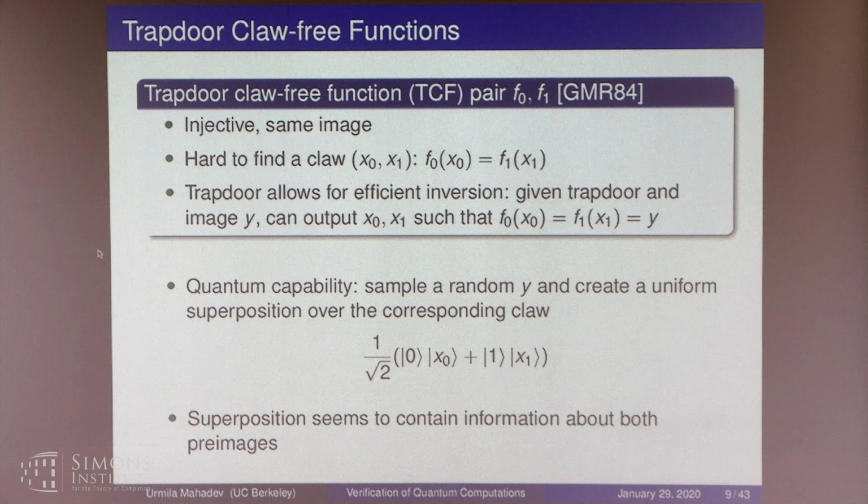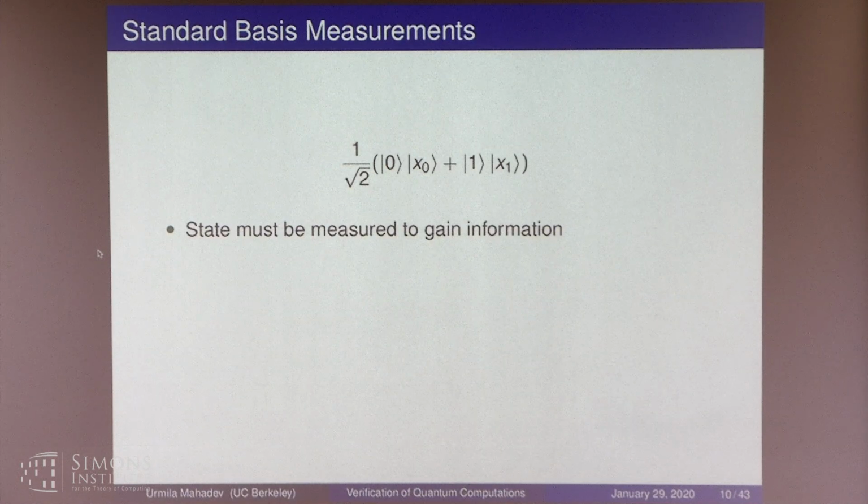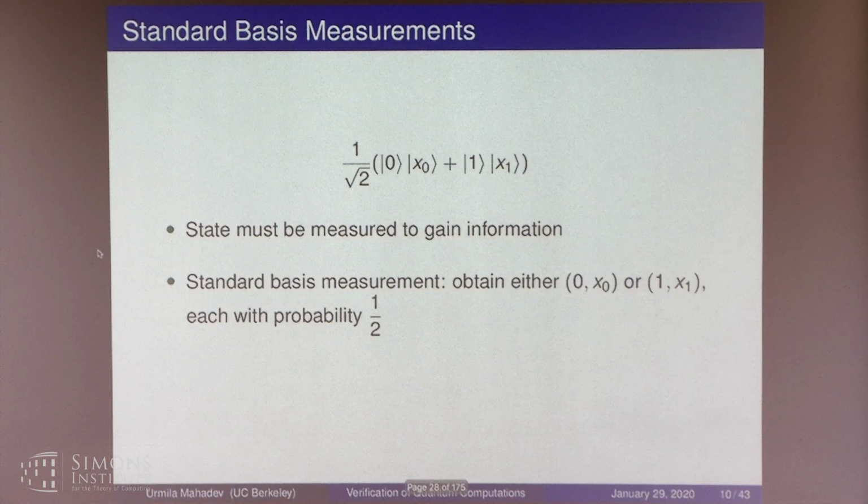When you first look at this superposition, it might seem a little strange, because I said earlier that it's hard for a quantum machine to find a claw, to find X0 and X1, but the superposition seems to contain information about both pre-images. To see why that's not a contradiction, the first thing to note is that this state has to be measured to gain information. So let's see what happens if we measure in two different bases.